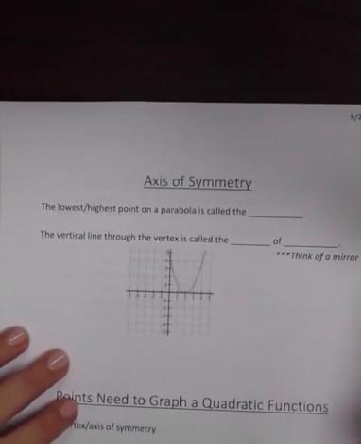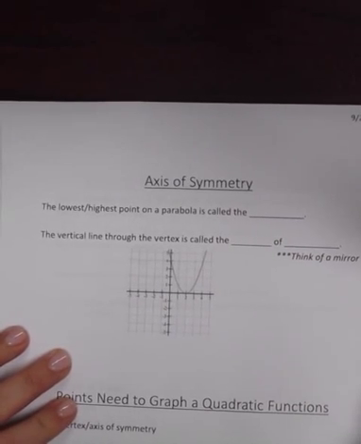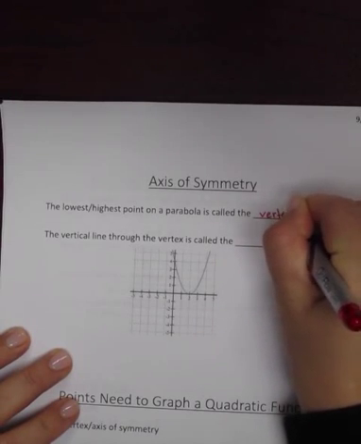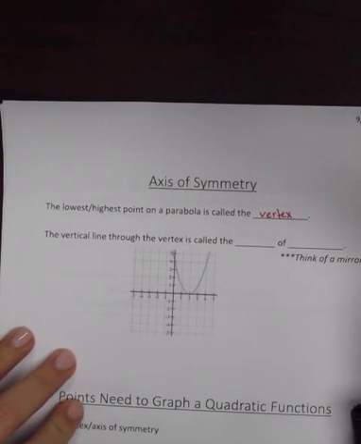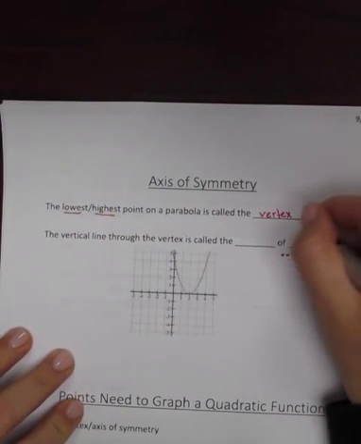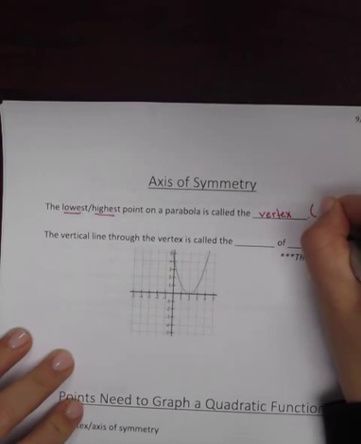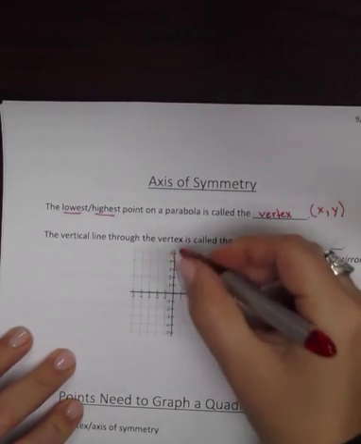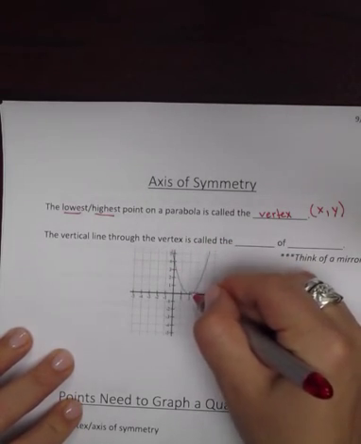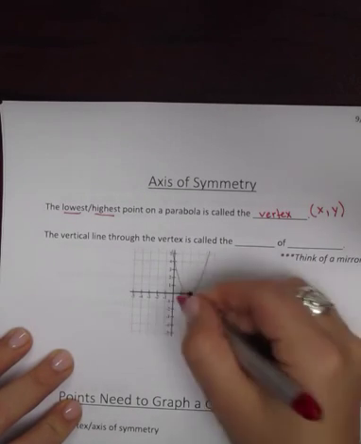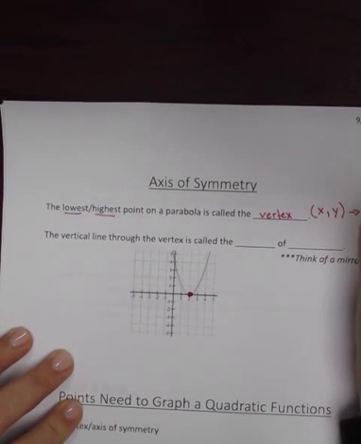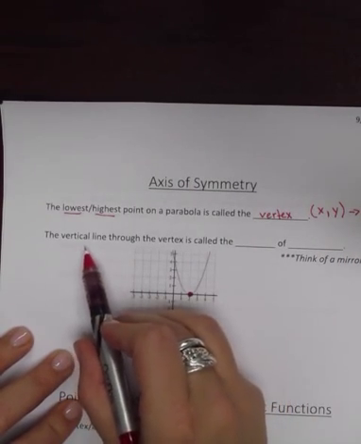The lowest or the highest point on the parabola is called the vertex. Every parabola or every quadratic that you graph is going to have a lowest point or a highest point, and it's going to be called the vertex. So it's going to be some point x, y. If we look at this parabola, the first thing we notice is that it's U-shaped, so our A is going to equal 1, and our lowest point right here is going to be at (2, 0).